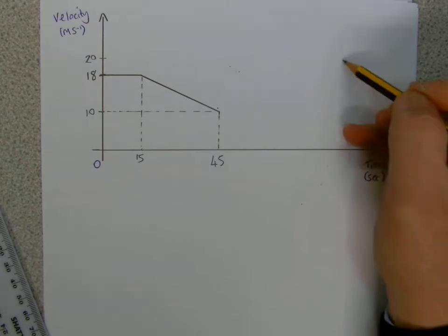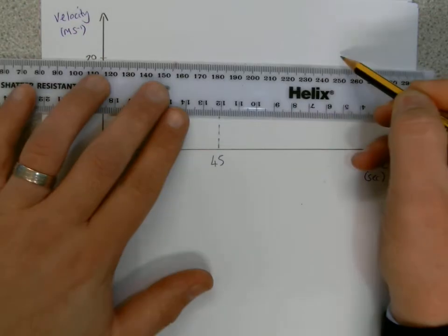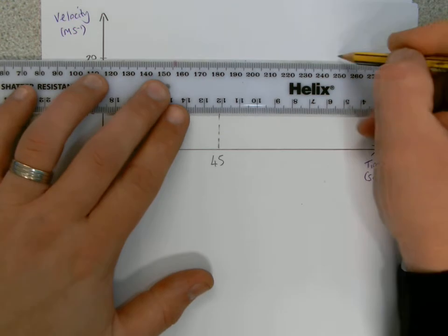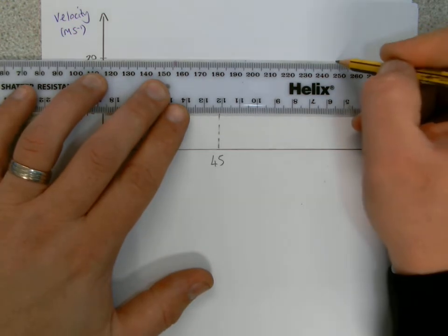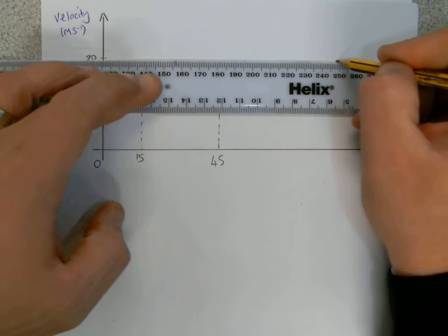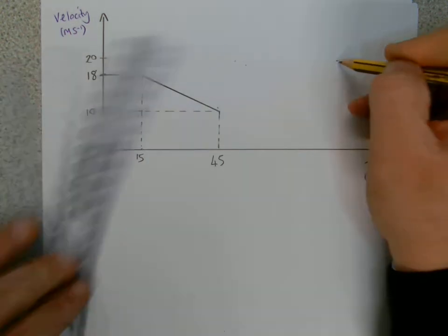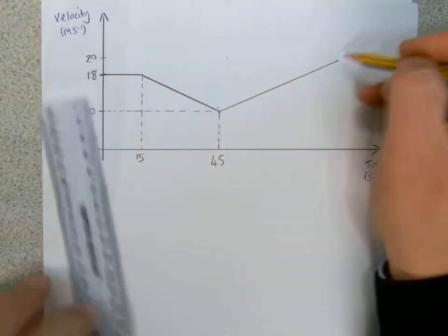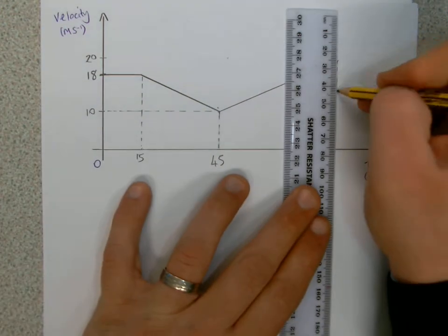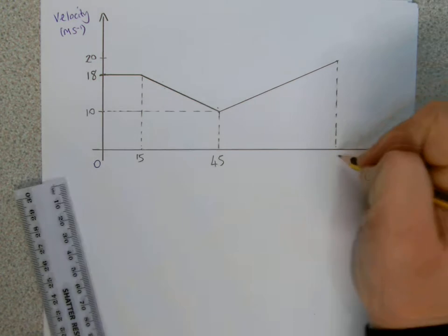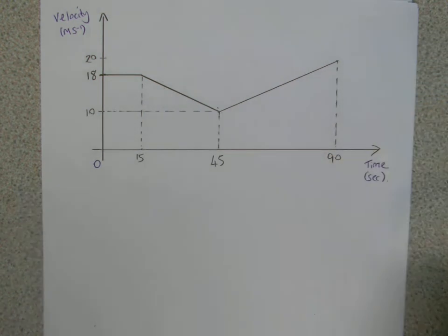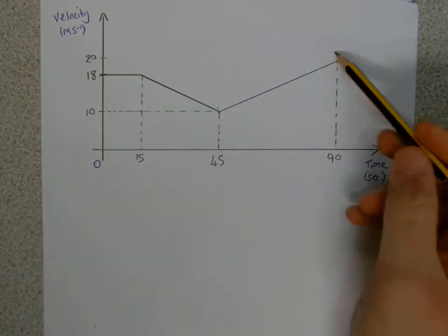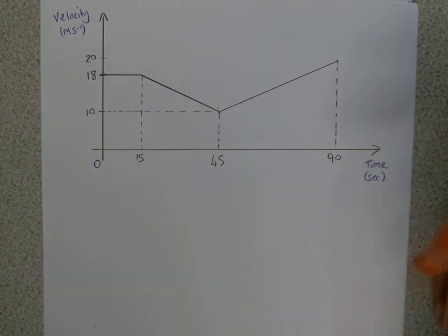So we're going to be going there, and we need to go all the way up to 20. So let's have a look where 20 is. This is about there. As I said, we're going to double that time. It goes from 10 all the way up to 20. And in terms of our time, another 45 seconds takes us, of course, to 90 seconds. And that's pretty much it. It gets to point B when it's travelling at 20 metres per second.